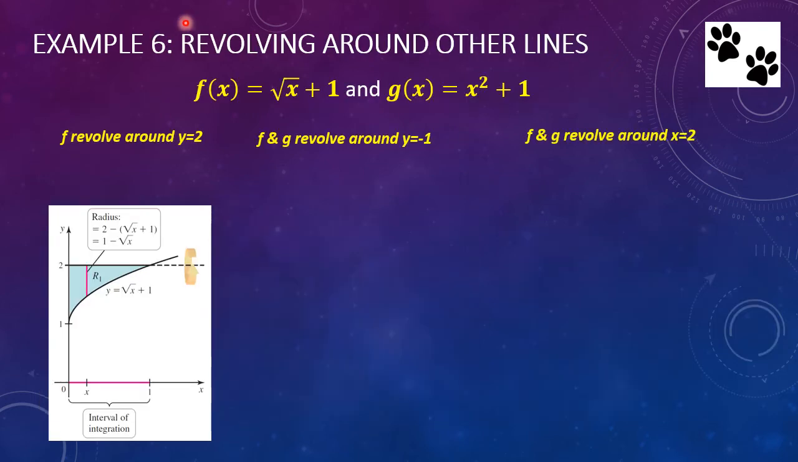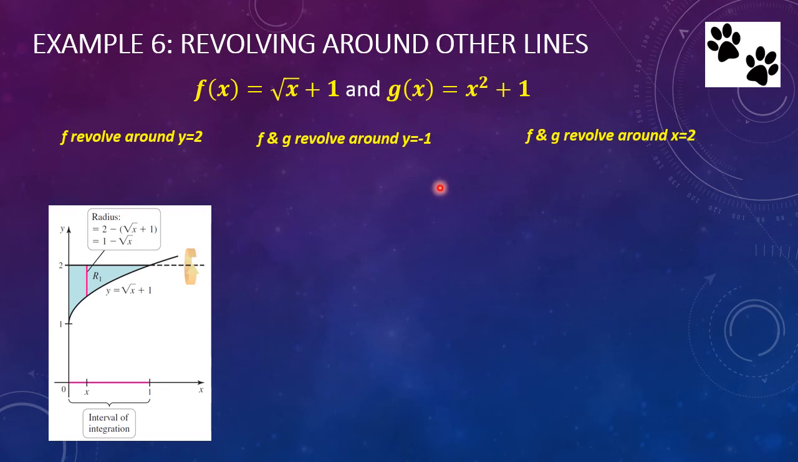Example 6 is a really interesting problem, and while I'm not going to go through the entire example, it is in your text and I highly recommend you look at it. I am going to walk through the setup of each of these problems. And this is when we're revolving around other lines, not the x or the y axis. So we have three different problems. They all use the same functions, f of x and g of x.